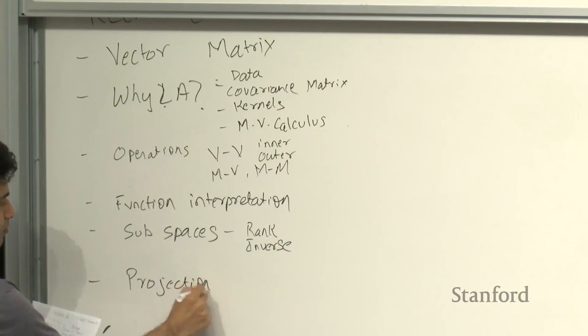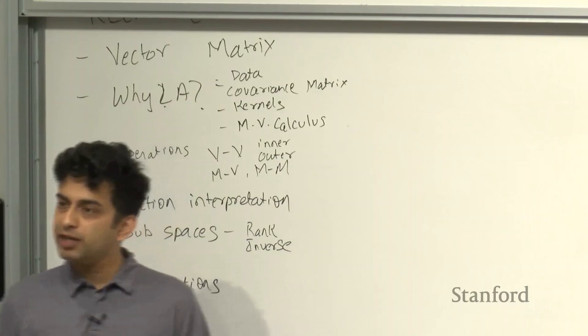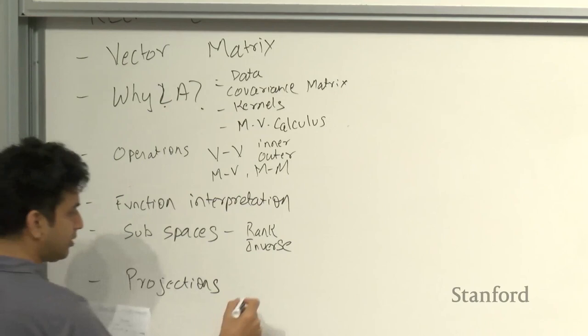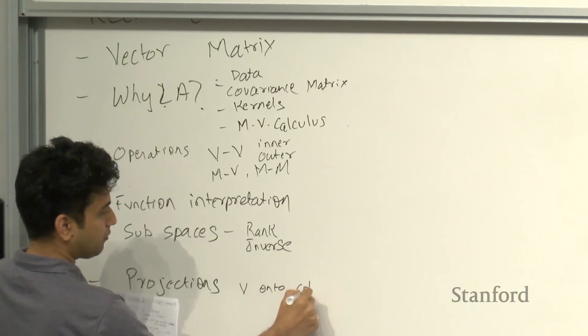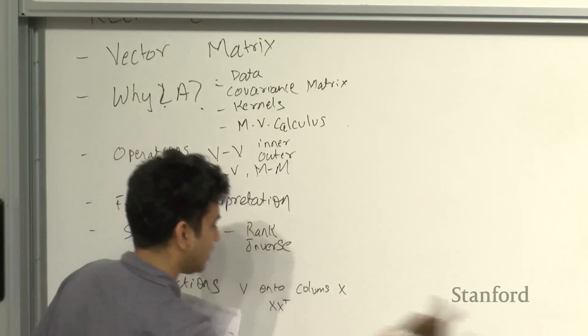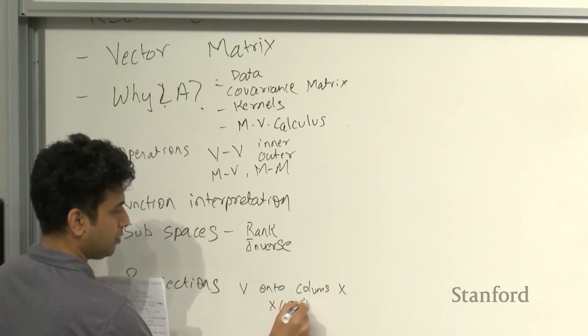Projecting a vector onto a subspace essentially means finding the point on the subspace that is nearest to the vector that we are trying to project. And we saw the projection matrix. If you're trying to project a vector V onto the columns of X, where X is a matrix and V is a vector, then the projection matrix is essentially X, X transpose, oh, sorry, X (X transpose X) inverse X transpose.